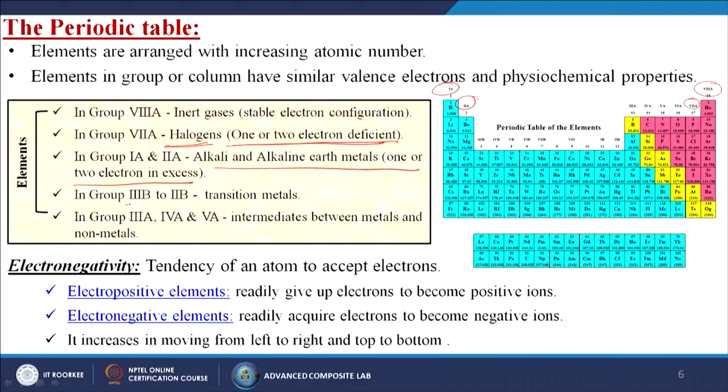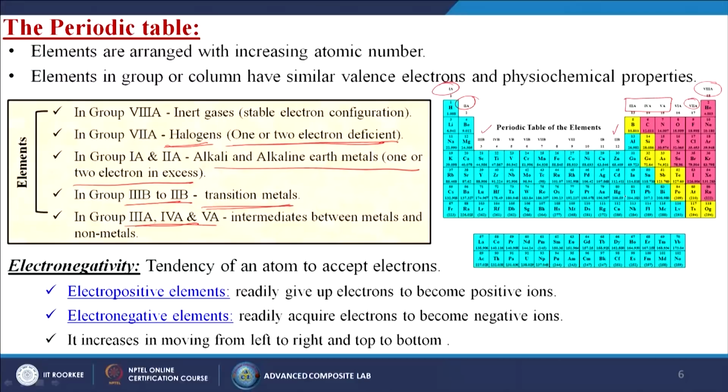In group 3B to 2B, generally, here is the 3B and here is the 2B. In this particular case these all are the transition metals, like strontium, zinc, cadmium, mercury, and so on. In group 3A, 4A and 5A, this group is the intermediates between metals and non-metals, like boron, carbon, nitrogen or maybe aluminum, silicon, phosphorus, gallium, germanium, arsenic, and so on.